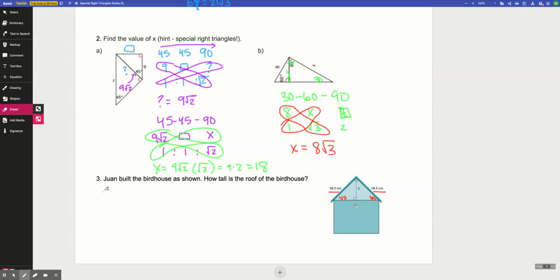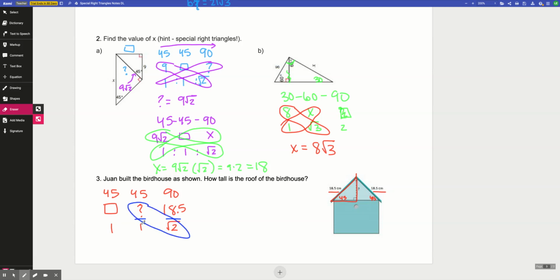So if I have 45, 45, 90, and I'm looking at one of the two smaller triangles, the one that I'm looking for, the question mark, is across from a 45, right? And then there's another one, but it would end up being the same. And then the number across from the 90 in the small triangle is 18.5, okay? And then again, I have my ratio, 1 to root 2.